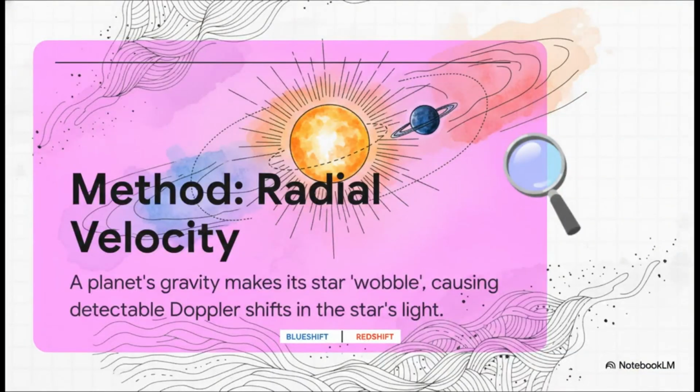The first method, radial velocity, actually looks for perturbations in the motion of the star itself. You see, a planet doesn't just orbit its star. They both orbit a common center of mass, a barycenter. This forces the much larger star into a tiny little wobble. As the star moves toward us in its wobble, its light gets blue shifted. As it moves away, it gets red shifted. By measuring this tiny periodic Doppler shift in the star's light, we can deduce the presence and even the mass of its unseen planetary companion.